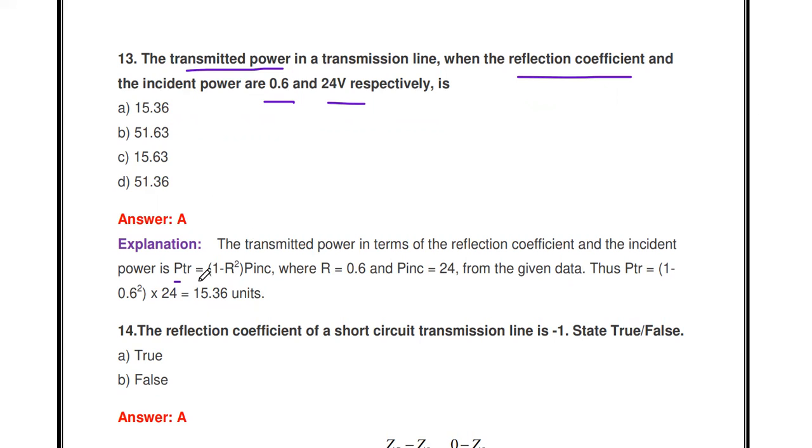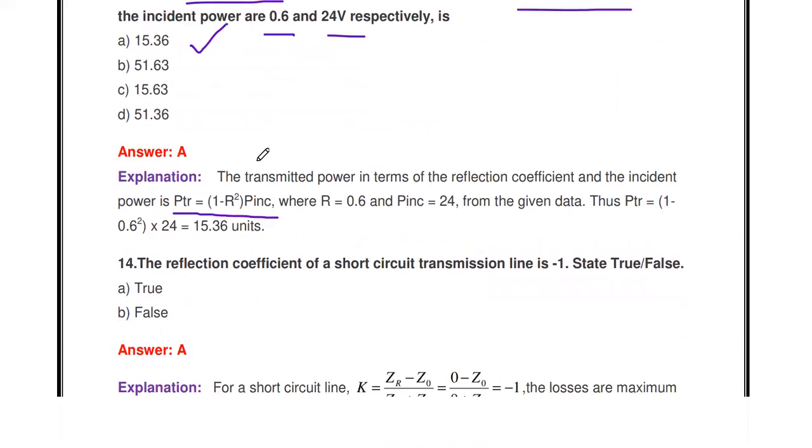The transmitted power is equal to 1 minus R squared into P incident power. Here R is the reflection coefficient and PINC is the incident power. So R value here is 0.6. Incident power is 24. So you just substitute. We will get the answer as 15.36. So 15.36 watts is the answer.